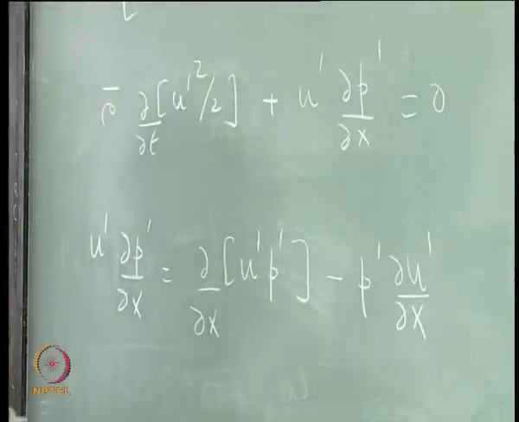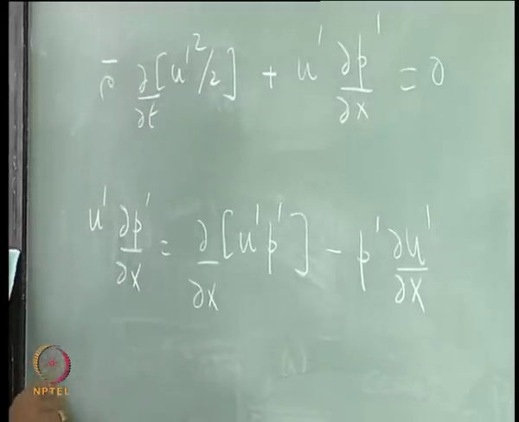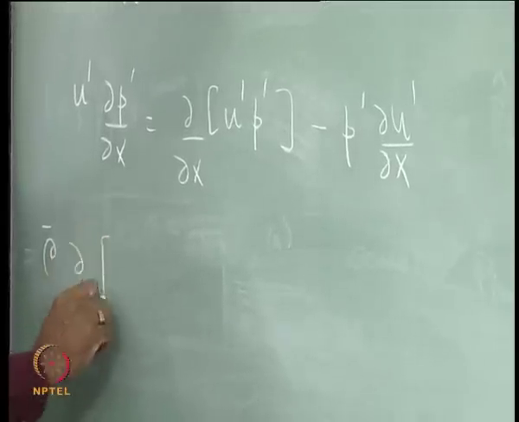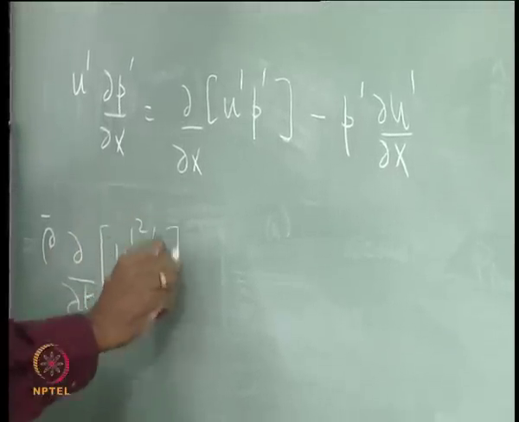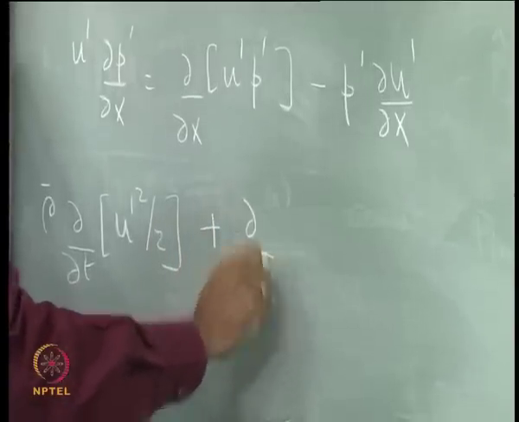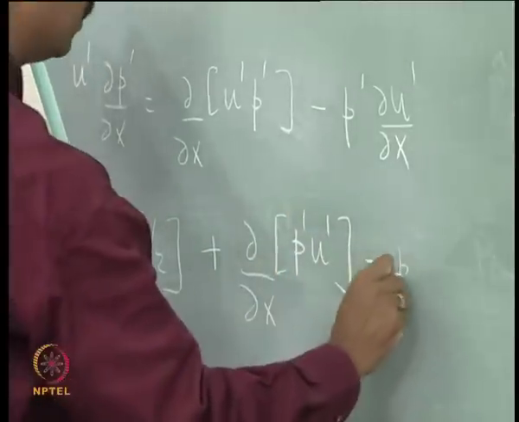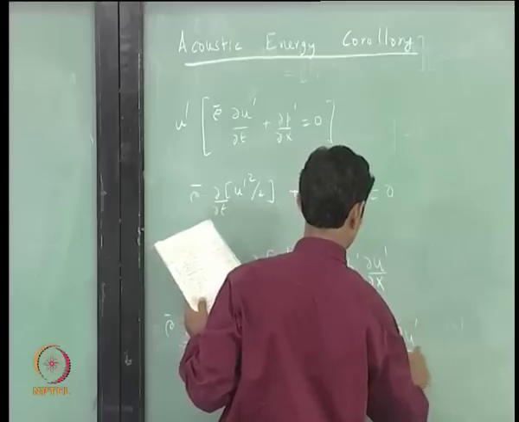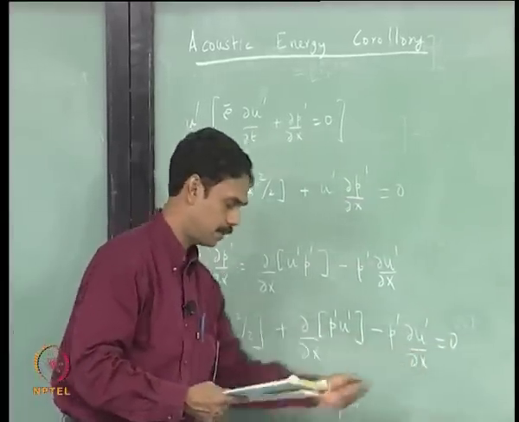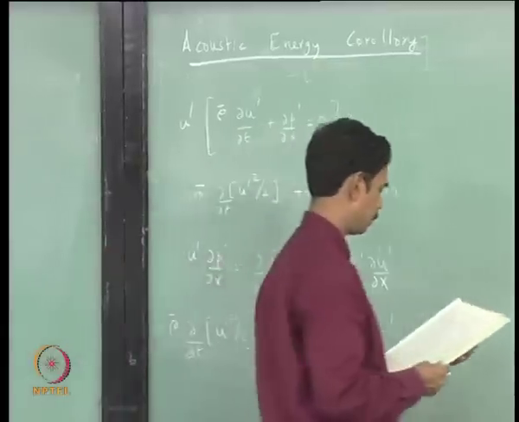So, just be patient. Now, let us substitute this over here, and you will get rho bar dou by dou t of u prime squared over 2 plus dou by dou x of p prime u prime, so this term here, minus p prime dou u prime by dou x equals 0. Now, what we need is an expression for dou u prime by dou x. So, we can get that from the linearized continuity equation.